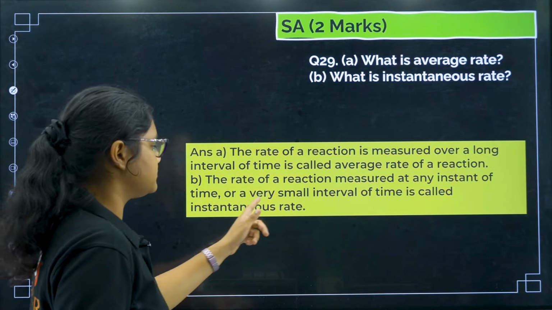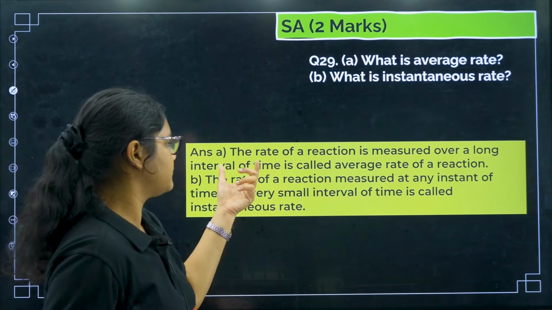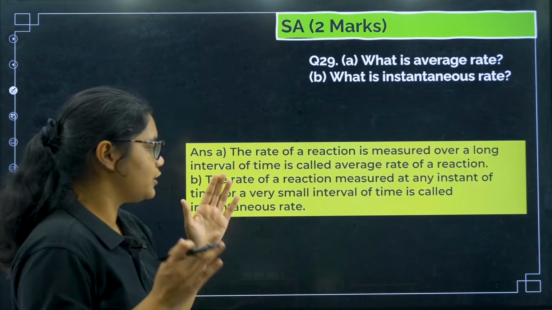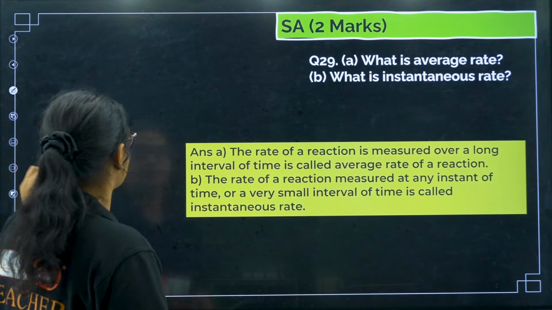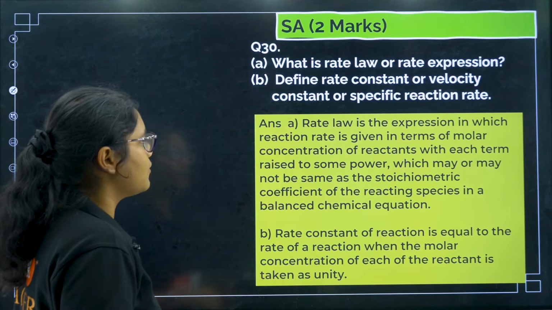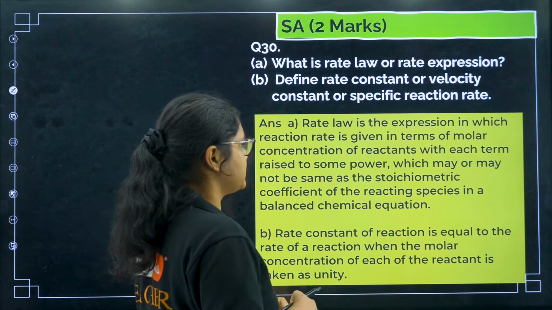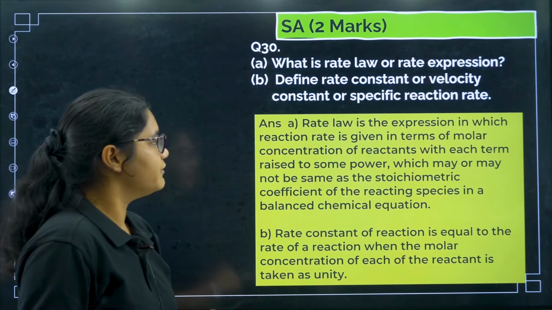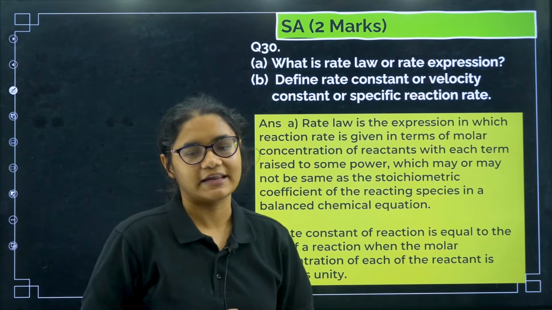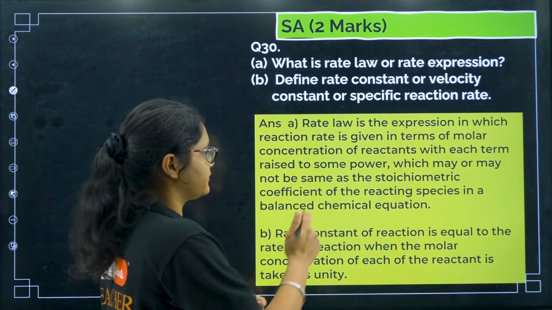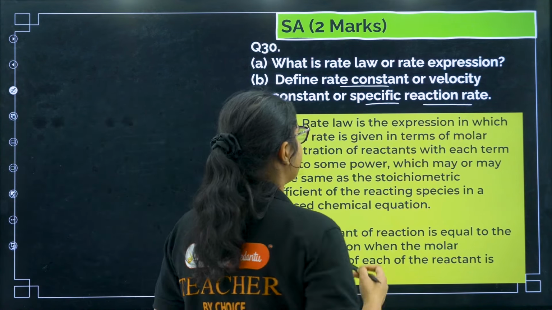Okay, so a very small interval is instantaneous, and a long interval is called average. Next, I have: what is the rate law or rate expression? Define rate constant, velocity constant, or specific reaction rate. All of these stand for one word, that is rate constant.